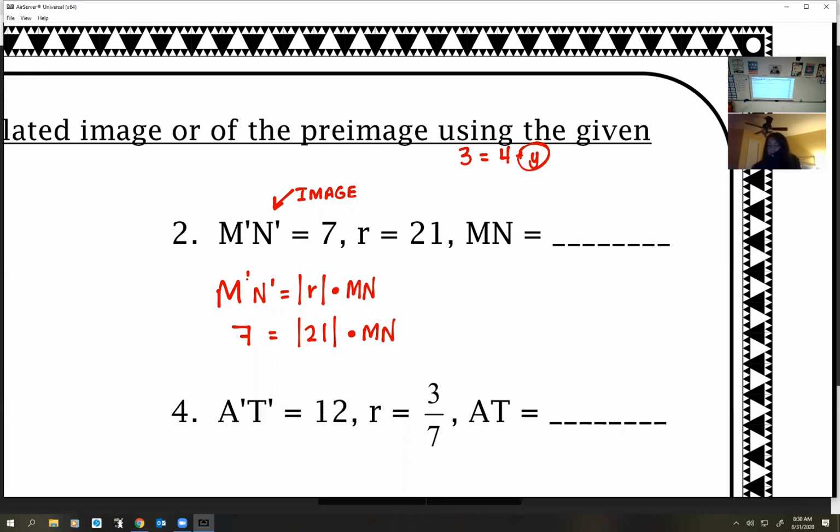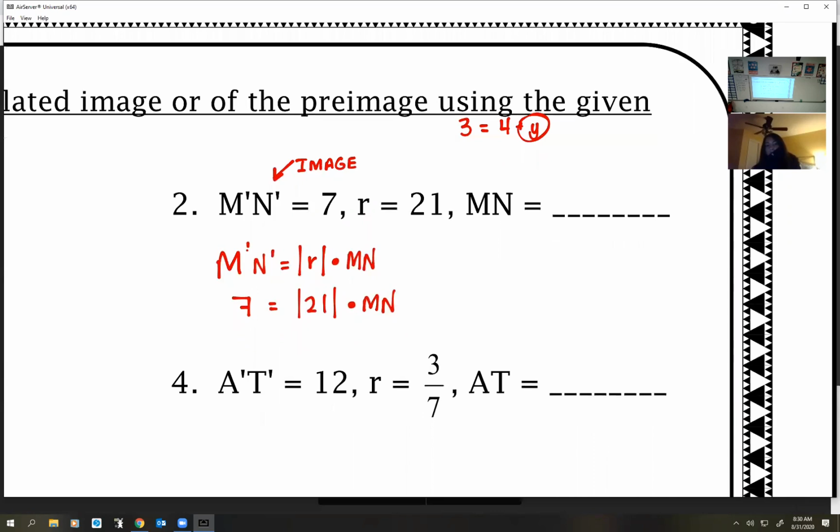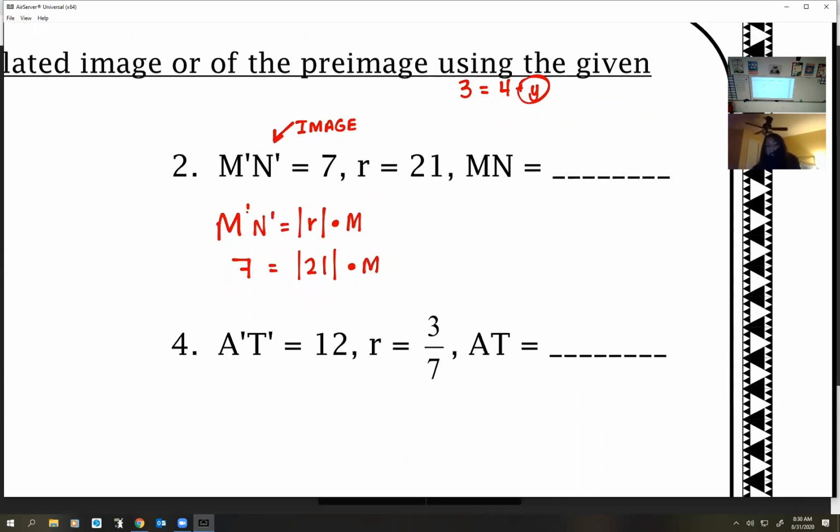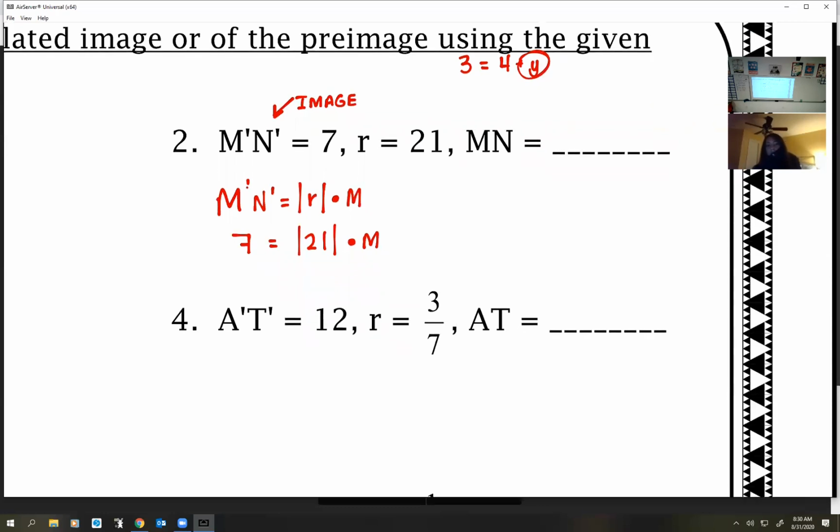So what's the difference in that and what we're doing right now? More letters. Well, if that's what's messing with you, let's go ahead and take that off of there. You feel better now? All right, what's the absolute value of 21? 21. So we've got 21m.